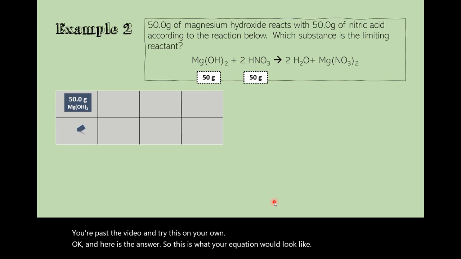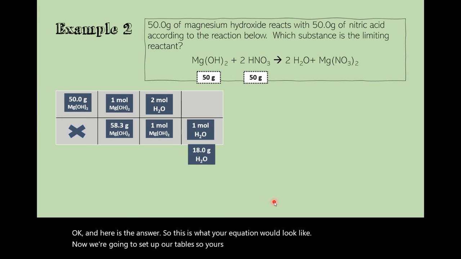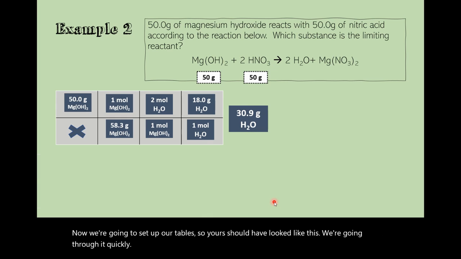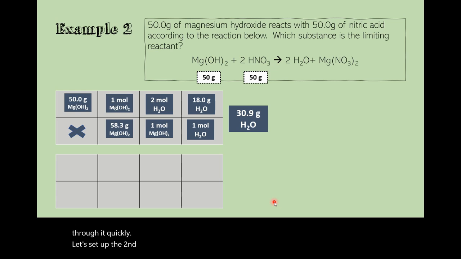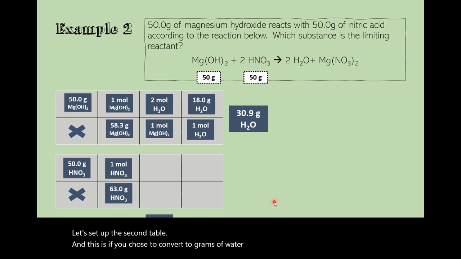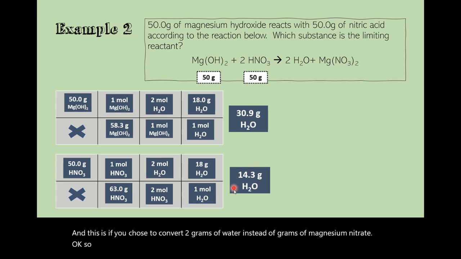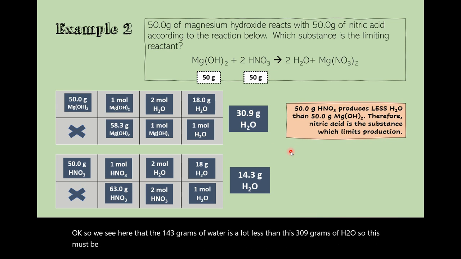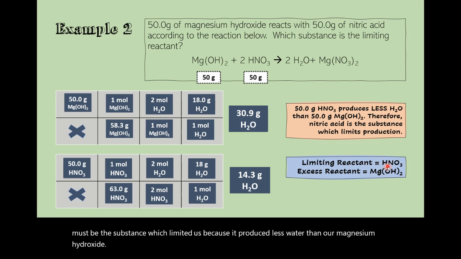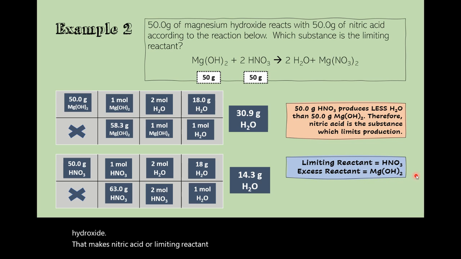Now we're going to set up our tables. So yours should have looked like this. We're going through it quickly. Let's set up the second table. And this is if you chose to convert to grams of water instead of grams of magnesium nitrate. Okay, so we see here that the 14.3 grams of water is a lot less than this 30.9 grams of H2O. So this must be the substance which limited us because it produced less water than our magnesium hydroxide. That makes nitric acid our limiting reactant and magnesium hydroxide our excess reactant.